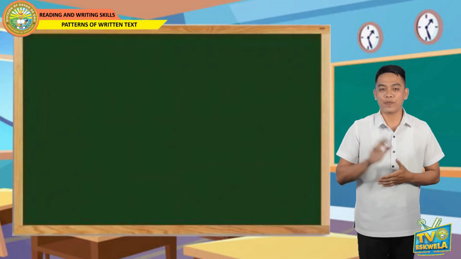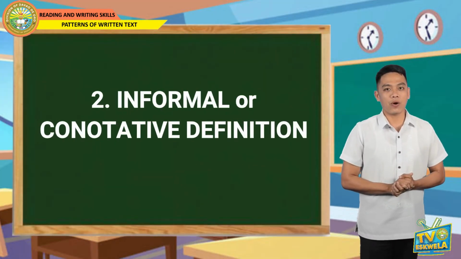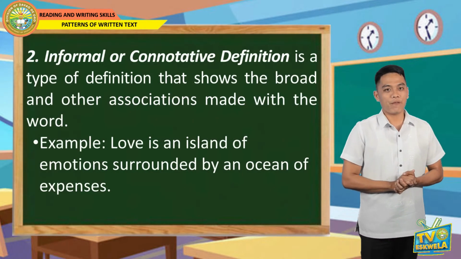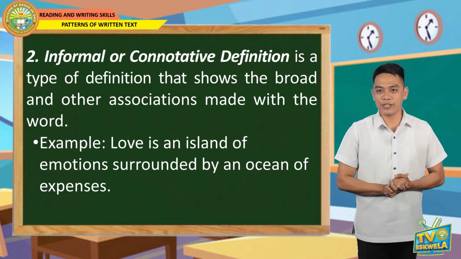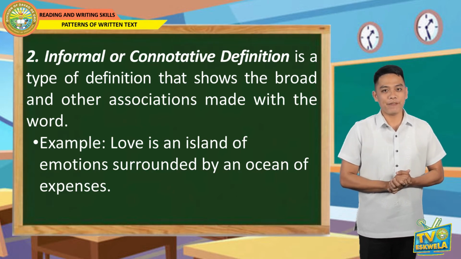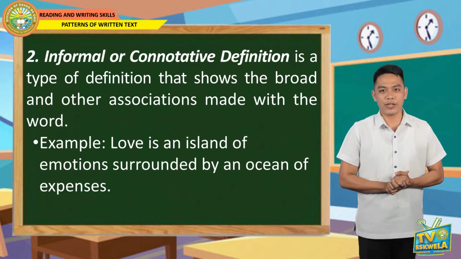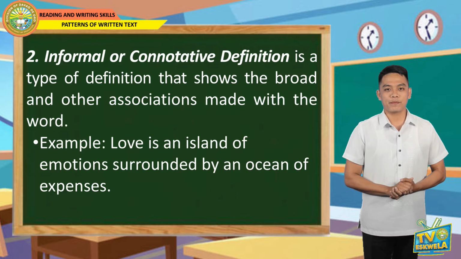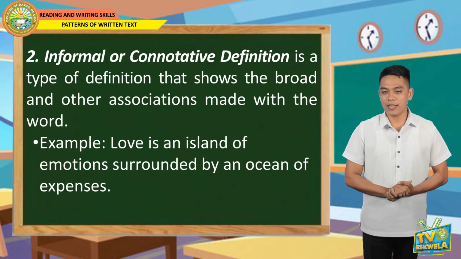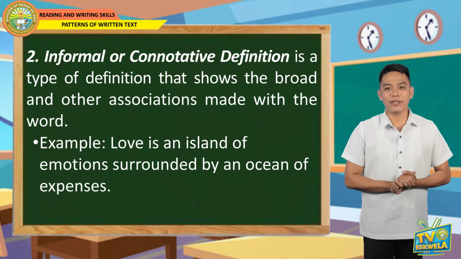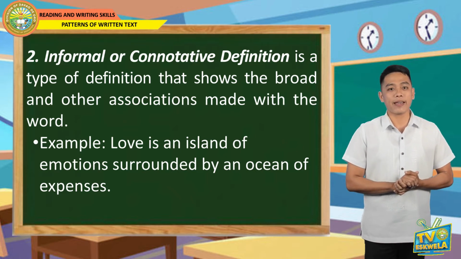Number 2. Informal or connotative definition. Informal or connotative definition is a type of definition that shows the broad and other associations made with the word. Example: love is an island of emotions surrounded by an ocean of expenses.